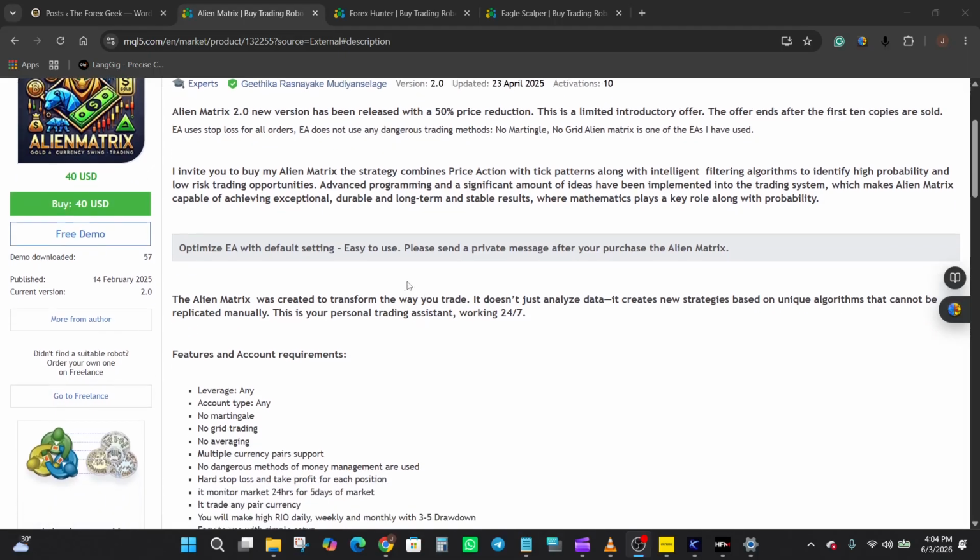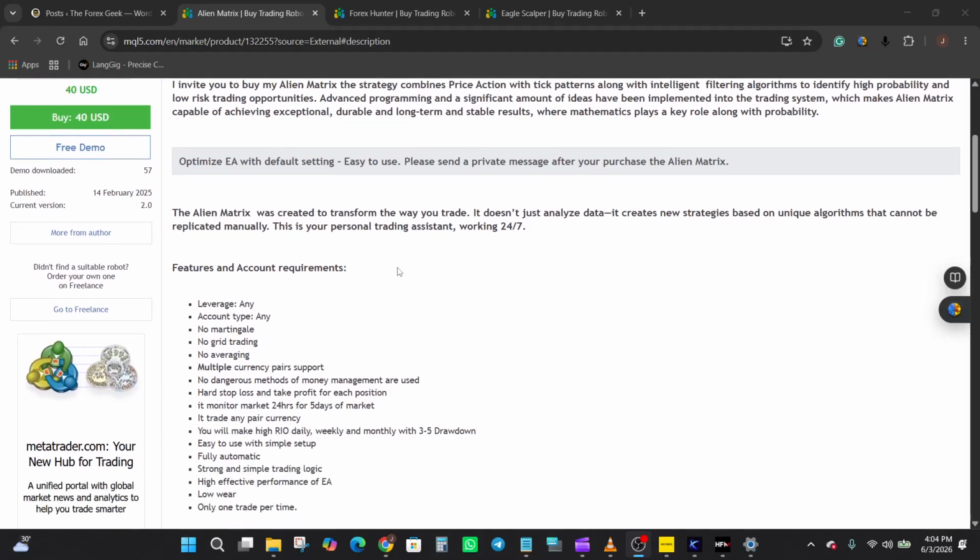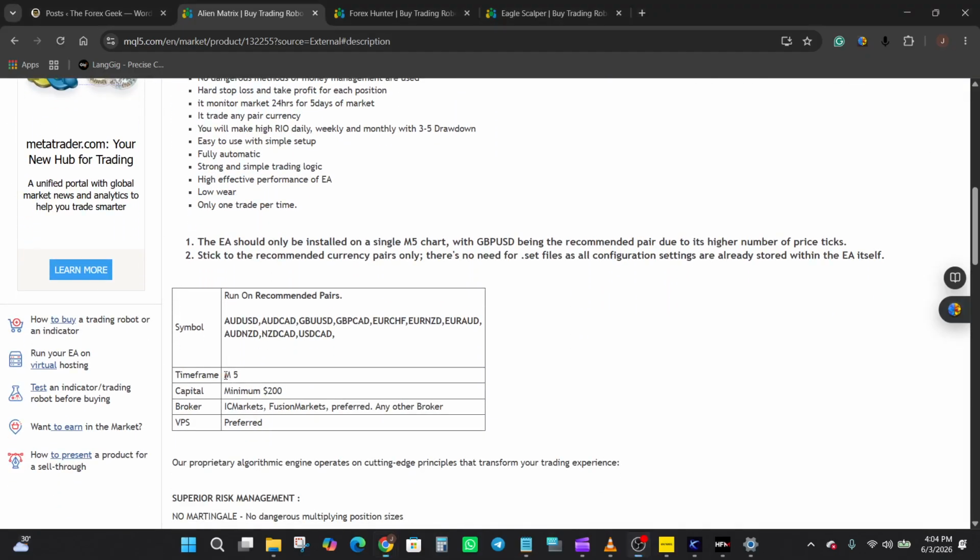Now, moving down into the features section, I can see it supports multiple currency pairs and it is designed to run on a 5-minute time frame. The recommended setup here is actually quite specific. They suggest using pairs like GBP USD and a selection of other majors. We can see recommended symbols here. Majors and crosses actually, and running everything on a single M5 chart, with a minimum capital requirement of $200.